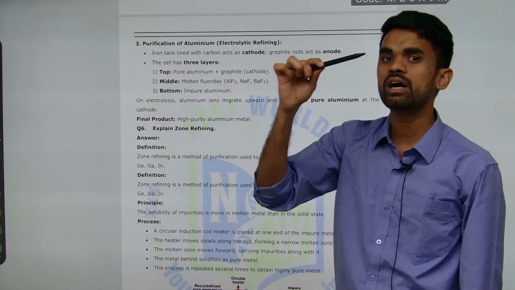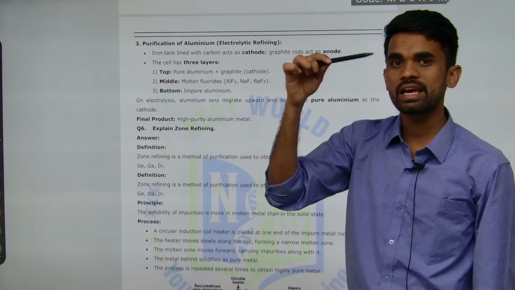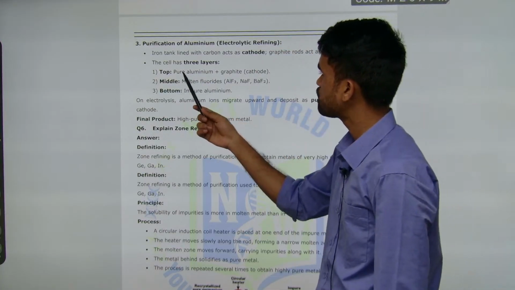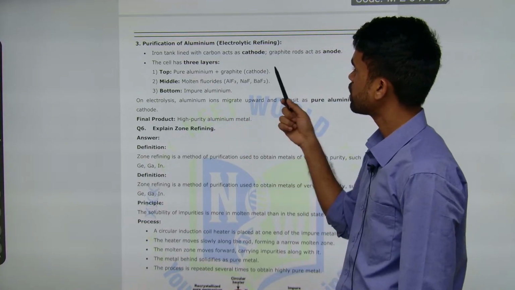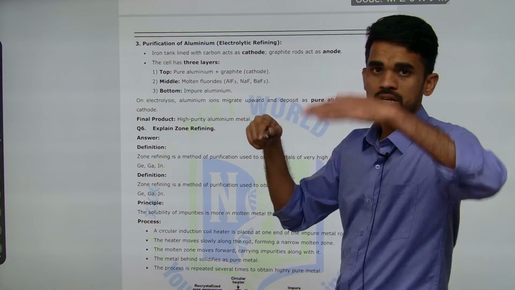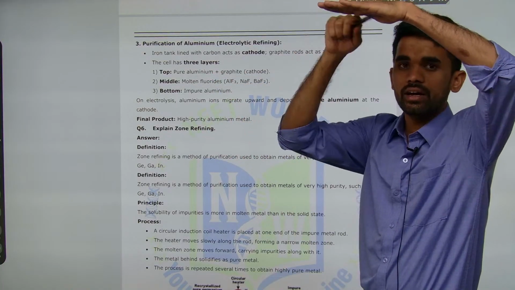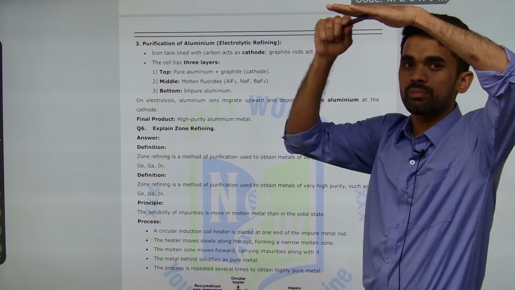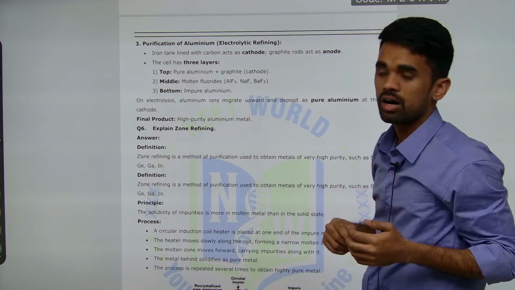So in this cell we have 3 layers. Okay, 3 layers are there. The top layer is pure aluminium plus graphite. Graphite means it is a cathode here, because the iron tank is lined with carbon, so that is nothing but our cathode.